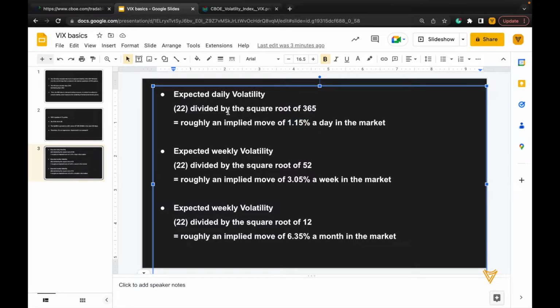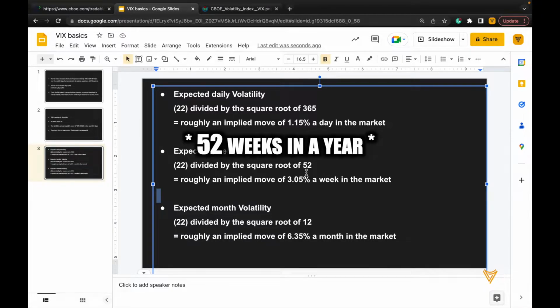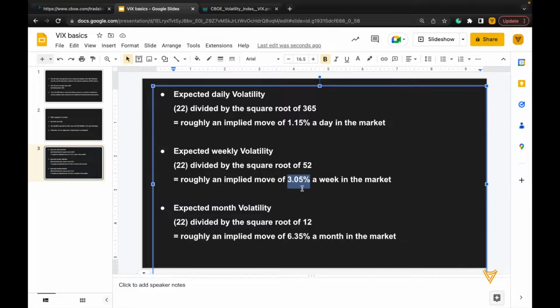I did some rough calculations. What you can do is take the number of the VIX, 22 for this example, and divide it by the square root of 365. That will give you how much of a move the market is pricing in per day. Now you can do this with the week and you can do this with the month. Same thing, you take the square root of 52 because there are 52 weeks in a year, and you'll get an implied move of 3% a week. Same thing with a month, square root of 12, and so forth.